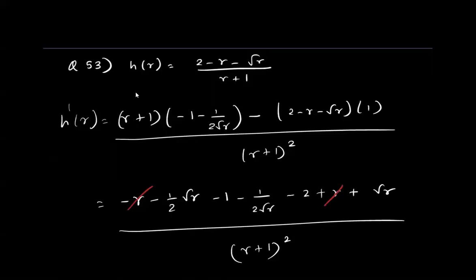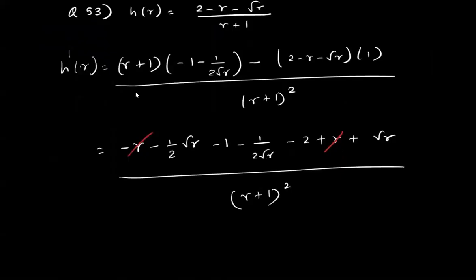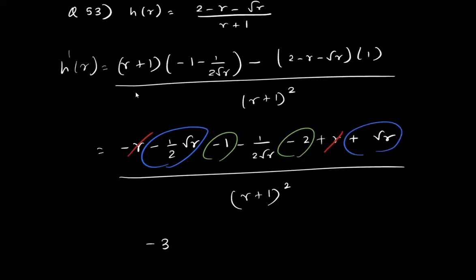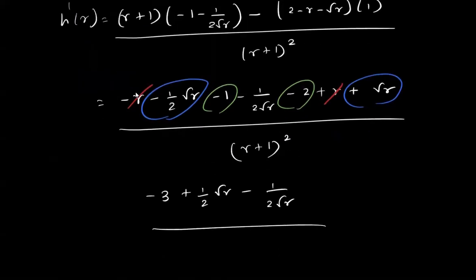Let's see what gets cancelled here. These two get cancelled. Then I combine the like terms. This -1 and -2 together are going to become -3. And then the -1/2 root r plus root r can be combined to +1/2 root r, minus 1/2 root r all over r plus 1 the whole square.